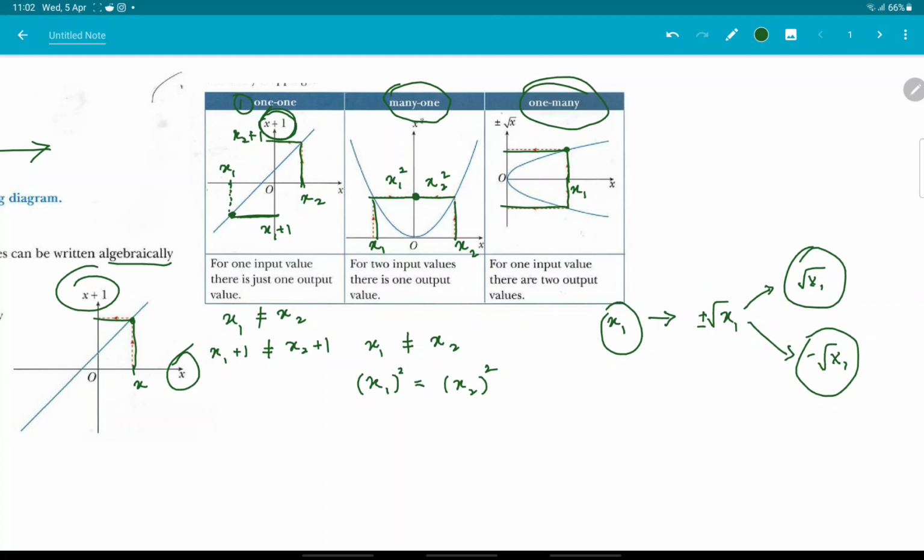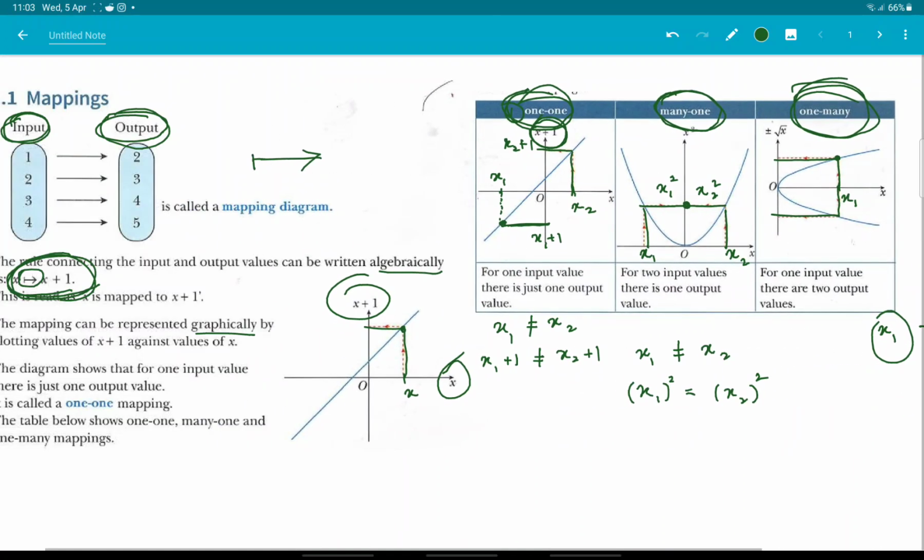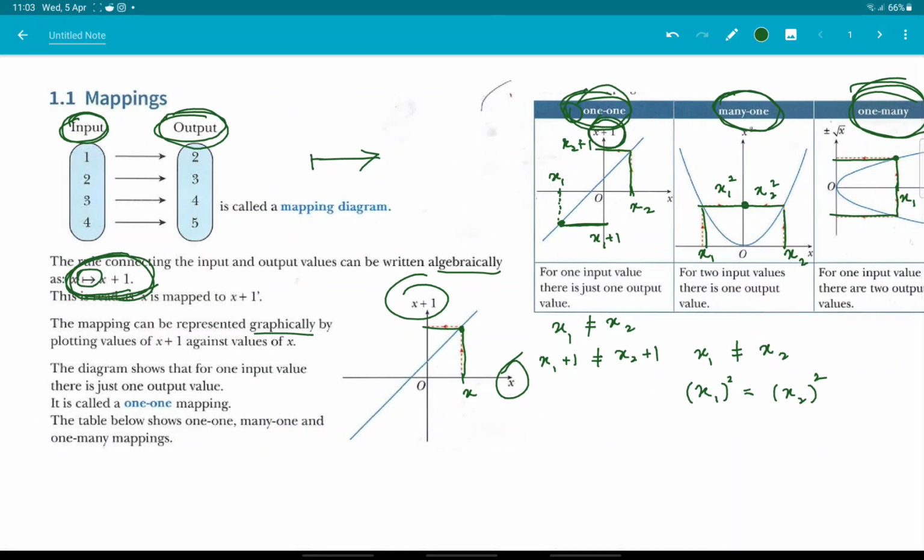Substitute one will give you many solutions, and for many-to-one, you substitute two or many values into this relation and you get one solution only. For one-to-one, when you substitute one value, you get one value only. For many-to-one, you substitute many values at the same time and it gives you the same value. For one-to-many, you substitute one value and you can get many values of solution. All right, so that is about the mapping.